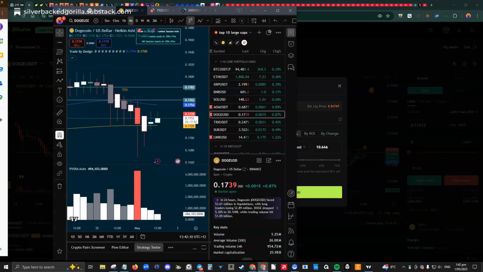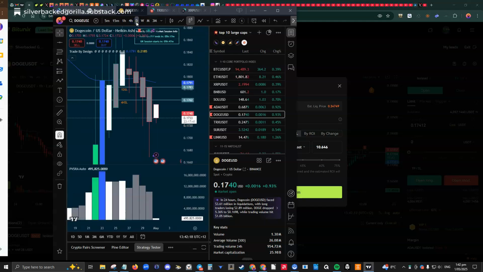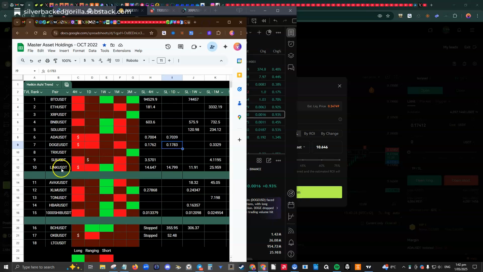17.62 was right for the 4 hour, but 17.83 is the right stop loss level for the 1 day. Yeah, that's right. So 17.83 cents stop loss going short, and the next one is Link in my table. Link is a short there.